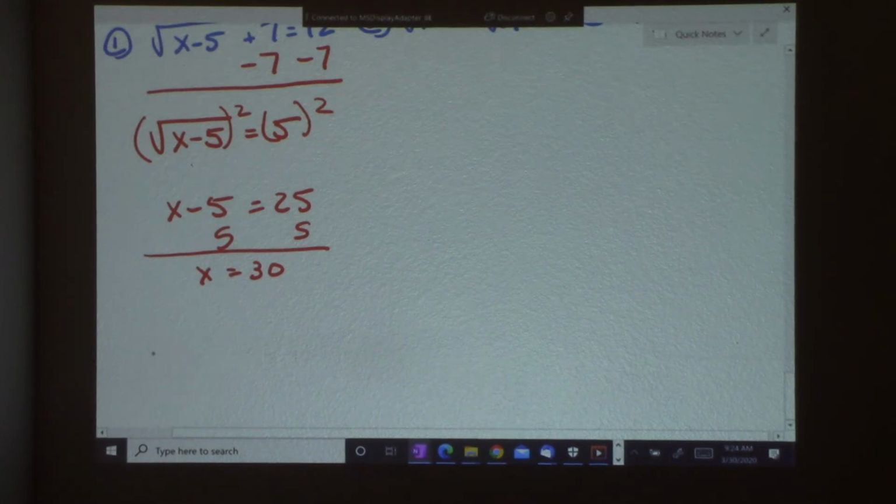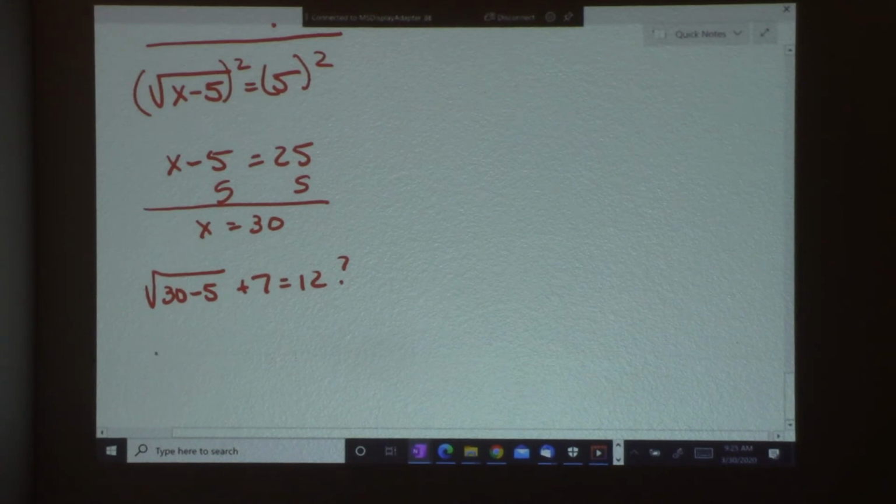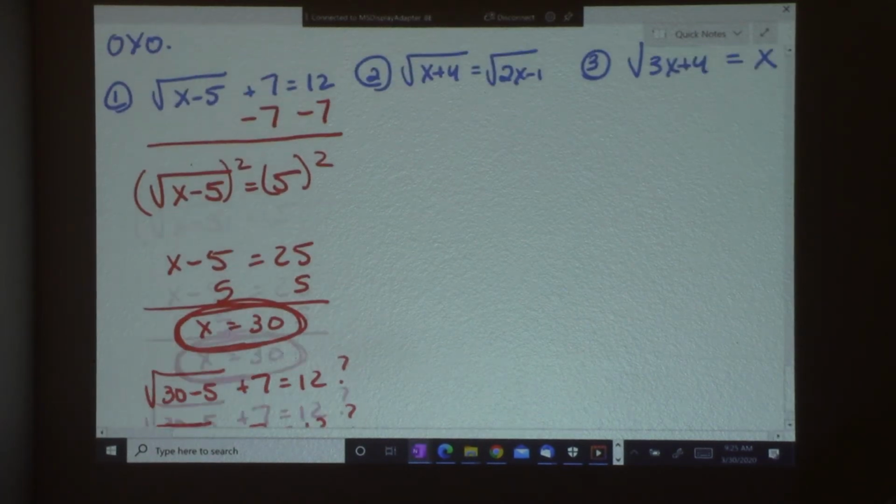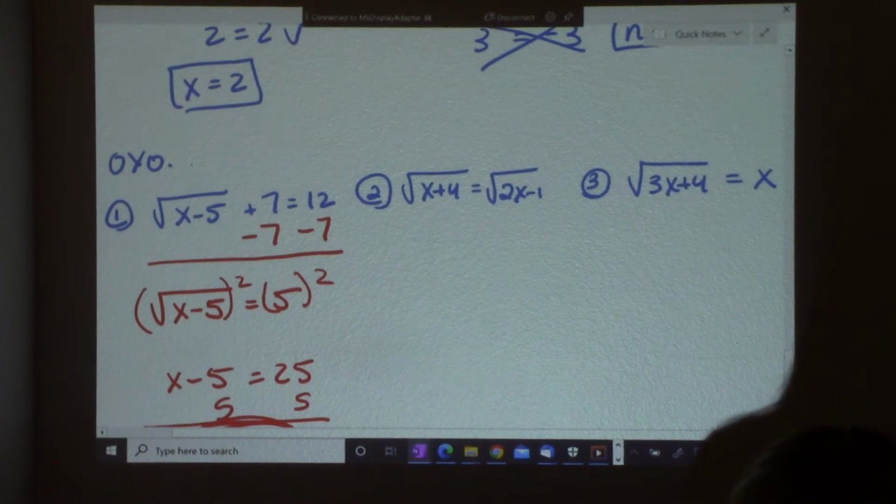Well, let's see if that works out. 30 minus 5 plus 7. Does that equal 12? Well, let's see. The square root of 25 plus 7 equals 12. 5 plus 7 equals 12. Yes. So my answer is correct. Okay, so let's go up here. So just so you know, on your tests, I'm going to be looking for those checks.